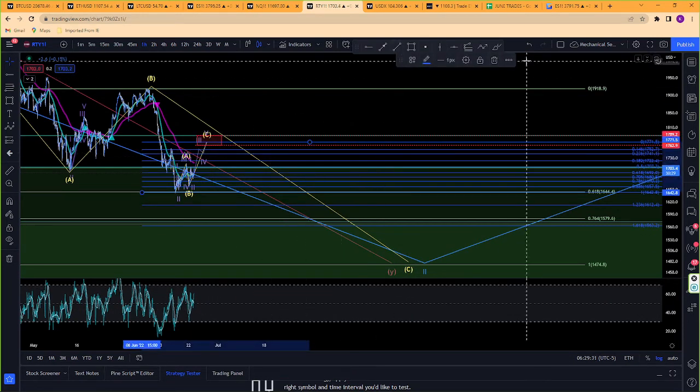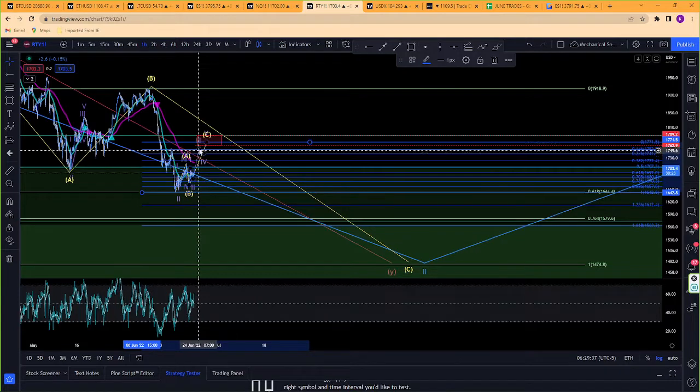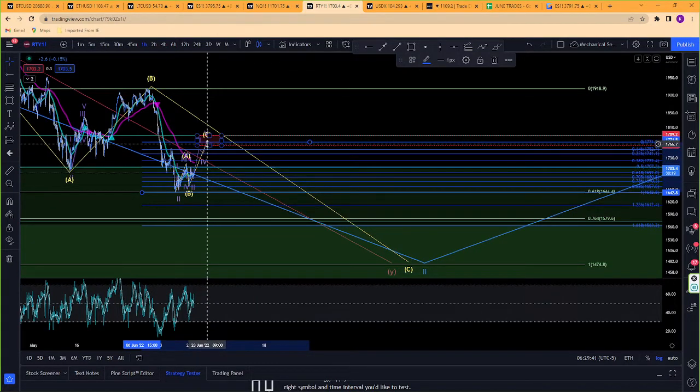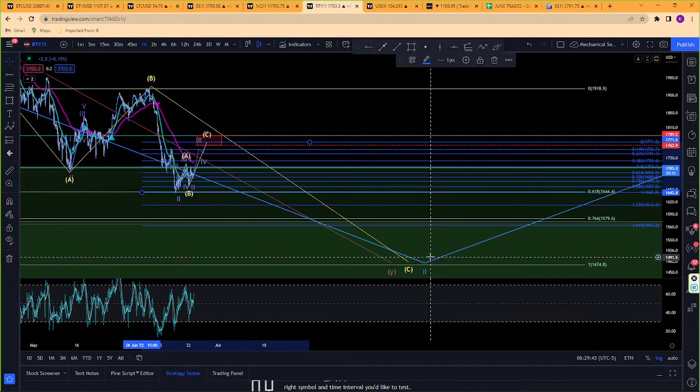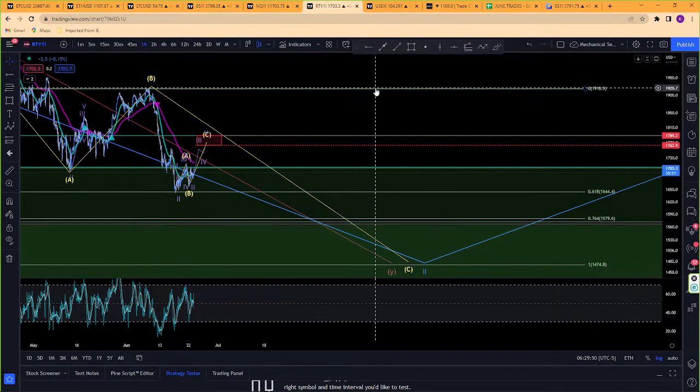Have fun, boys. Again, 1707 is your 50 bag. Once we enter the short, you guys are going to take 25% at 1707. Stop loss to your entry. We're going to go full out at 1500. Okay? Easy peasy. That's all there is to it.